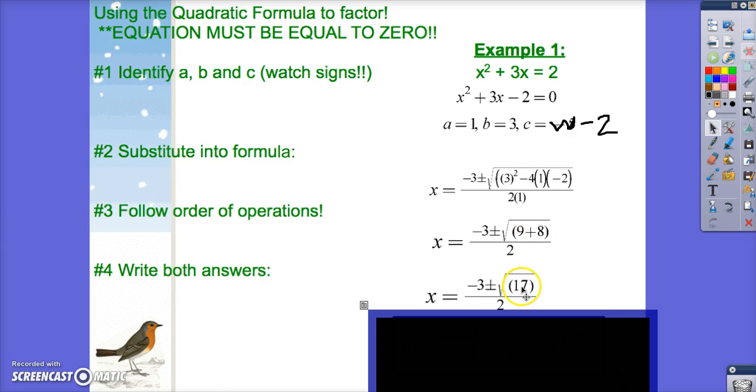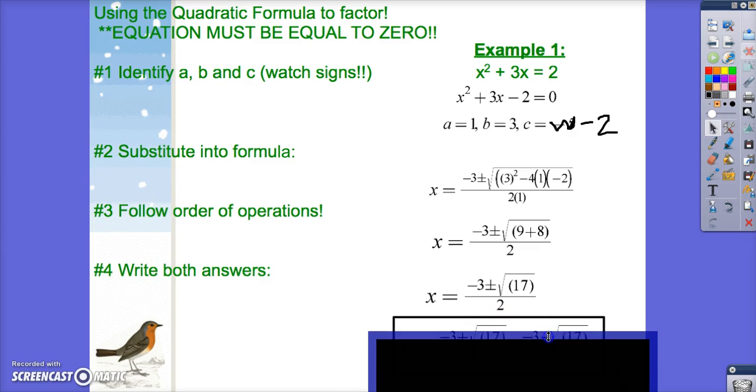9 plus 8 is 17. Now you'll notice 17 I cannot split up further, right? 17 is a prime number. It's 17 times 1, and there's nothing else I could simplify. So this is us following the order of operations.